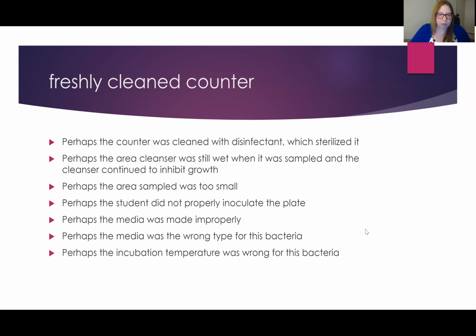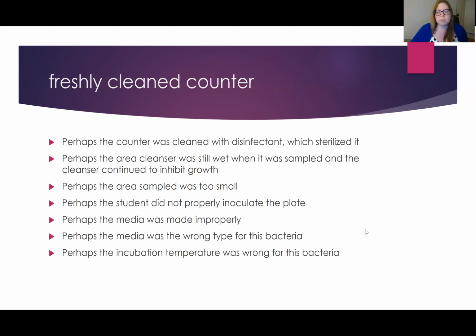Another possibility was that perhaps the media was the wrong type for this bacteria. Maybe it's a bacteria that actually requires lots of nutrition and some protein and some carbohydrates of a very specific type, and those weren't provided in the standard media that was used.